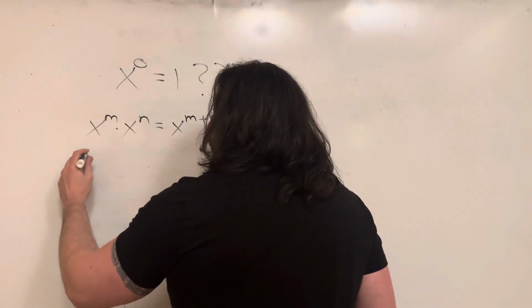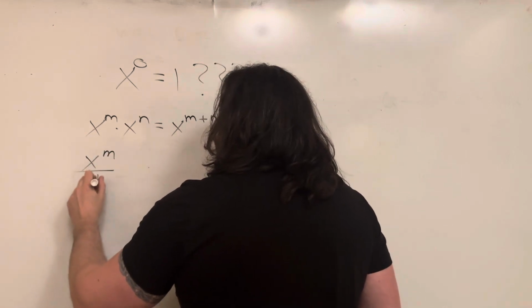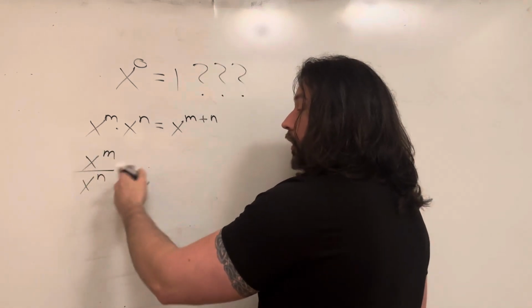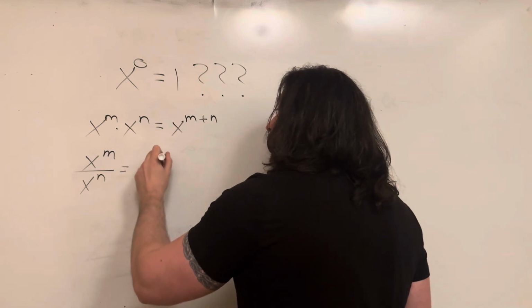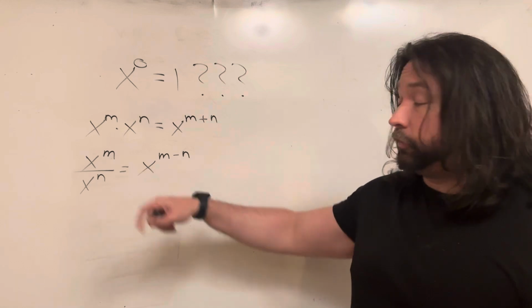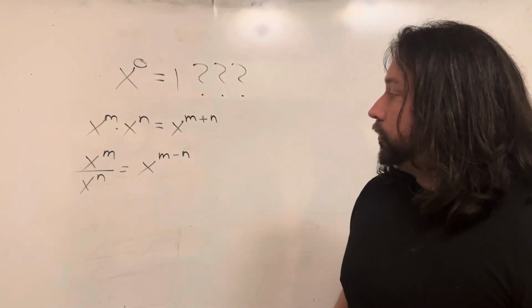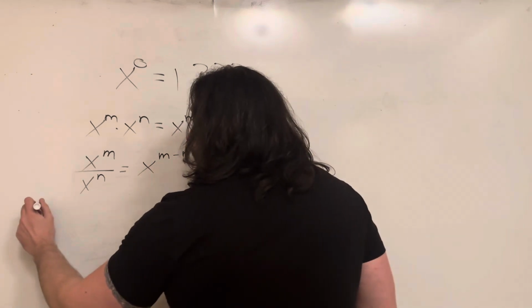I also have the rule here, x to the m divided by x to the n. Well, in this case, I subtract the powers. Right? I subtract the top from the bottom. And of course, this is assuming they're in the same base. So now, let's just put a condition up here.